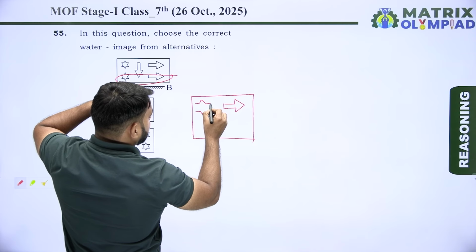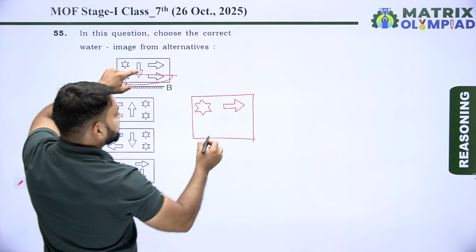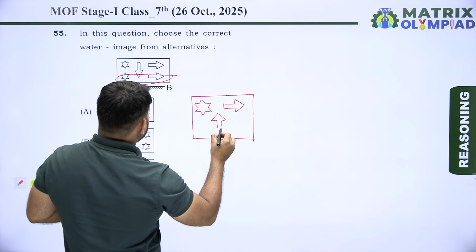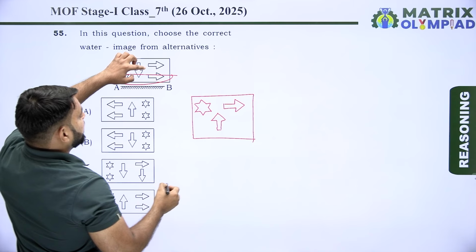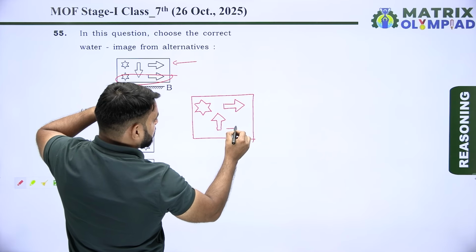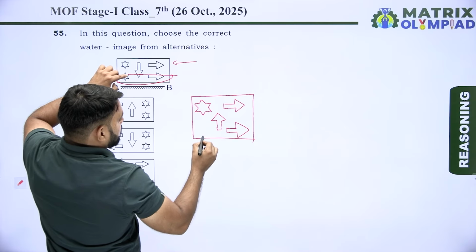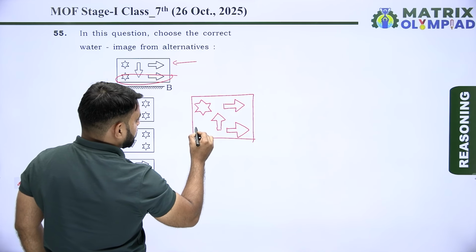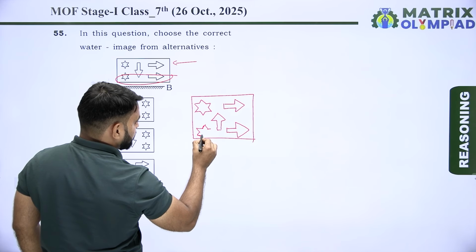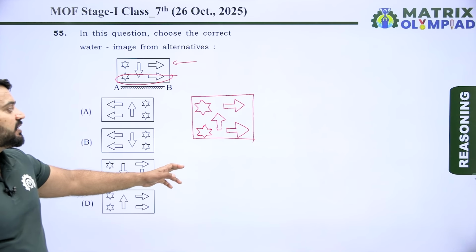Water image of this part looks something like this, and then find the water image of this part. So the water image of this part looks like this, and the water image of this part. This is the correct water image.